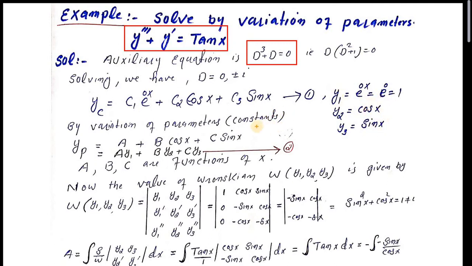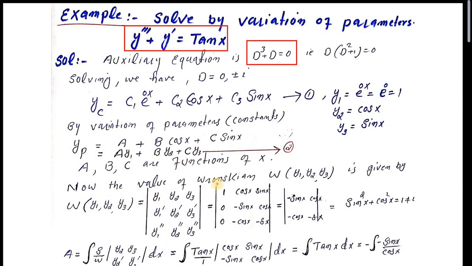Now in this slide we see equation 1, which is the complementary function, and equation 2, which is the particular integral. The complete solution will be y = yc + yp. Now to find the value of yp, we have to find the values of A, B and C. Before finding A, B, C, we have to find the Wronskian of the solutions y1, y2, y3.